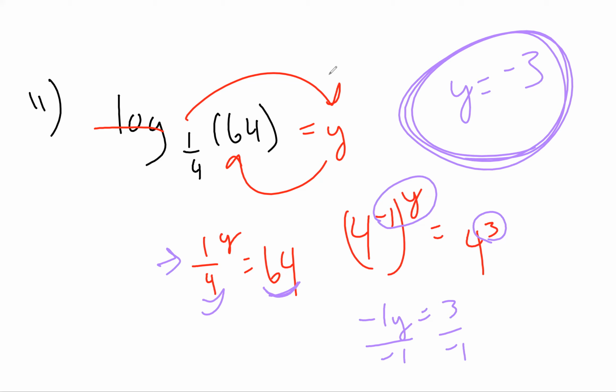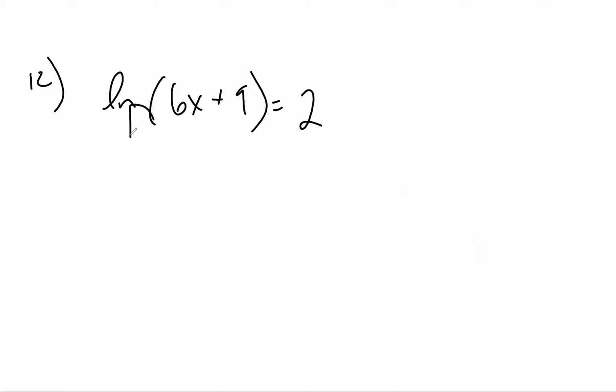Not bad. All right, so then number 12, it says to solve this, and in Hawks you're going to be given boxes that say exact and then decimal approximation. So we have the ln of 6x plus 9, and that equals 2. Before we can draw our arrows, we need a base down here, which we don't have. So what am I turning that into? E. So log base e, and the rest of this for the time being hasn't changed.